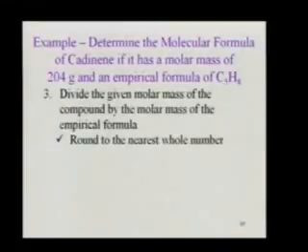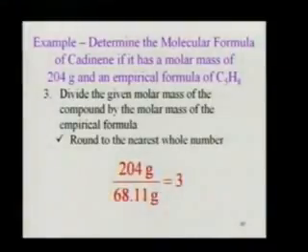What you want to do, it says divide the given molar mass by the molar mass of the empirical formula, and then what you'll get is an answer that gives you how many times you had to multiply the molar mass of your empirical formula to get to that mass. That means that's how many times you multiply all the elements that you have present. Okay? I'll show you what I mean.